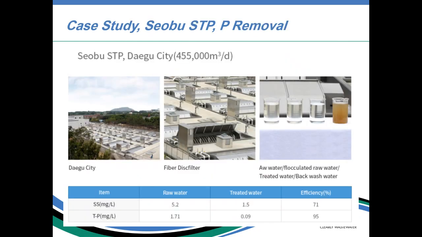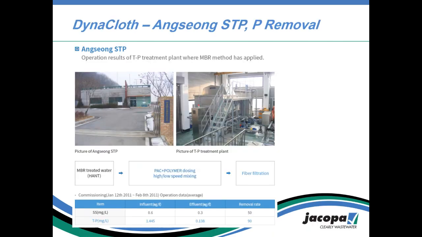This is another plant showing again over 95% removal of total P on a very, very large flow rate plant. And finally, this is a system using PAC and polymer dosing, and again achieving a total P of less than 0.14 milligrams per litre and a removal rate of over 90%. So I think that gives you a good idea of what these are capable of.